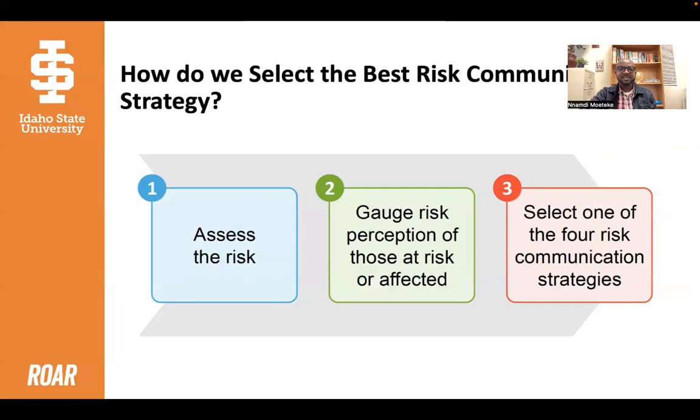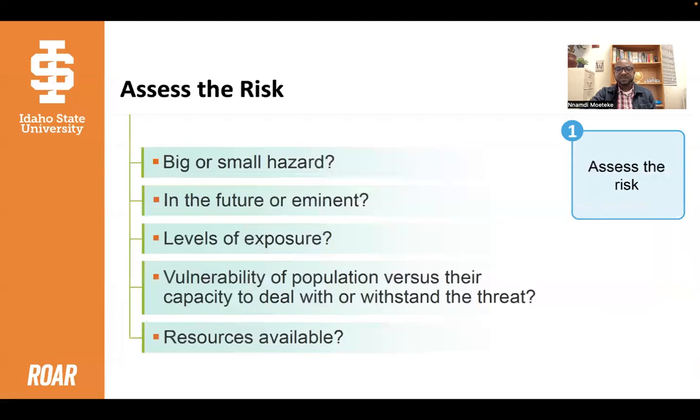So how do we select the best risk communication strategy? There are 3 steps involved, and these include assessing the risk, gauging the risk perception of those at risk or those affected, and then finally selecting one of the 4 communication strategies based on these assessments and gauging of the risk. And so we assess risk by asking a couple of questions.